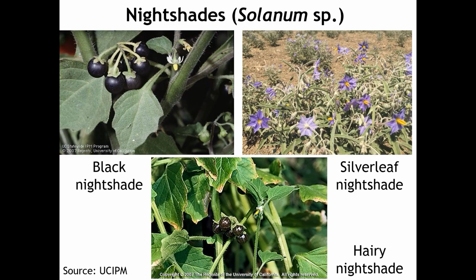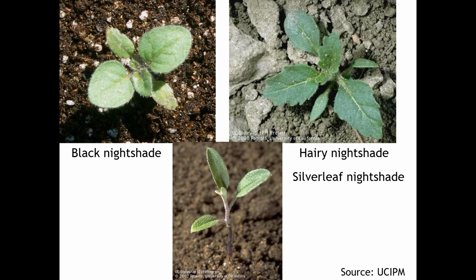The other species that we confuse quite a fair bit are the nightshades, the black nightshade, the silverleaf nightshade, and the hairy nightshade. The black and the hairy nightshade are annual plants, whereas the silverleaf nightshade can be a perennial plant. The leaf shapes can tell the difference. You can use the leaf shape as an identifying feature to tell the difference between the three. Here you can see the seedlings of black nightshade, hairy nightshade, and silverleaf nightshade, and you can see the distinguishing feature that you can use, that is the leaf shape.